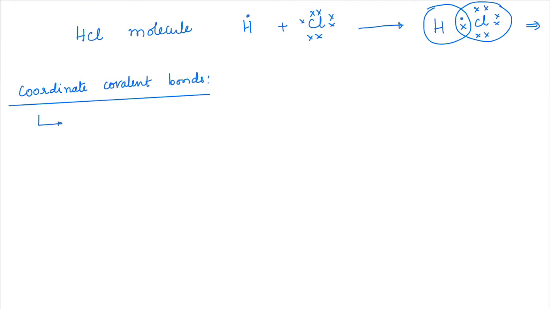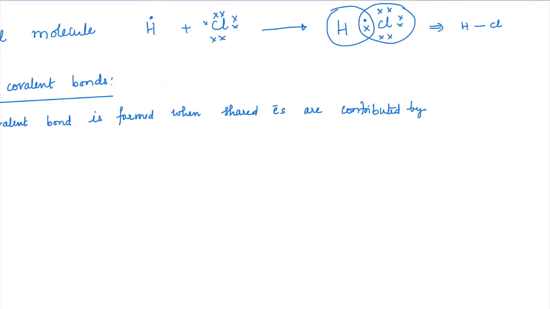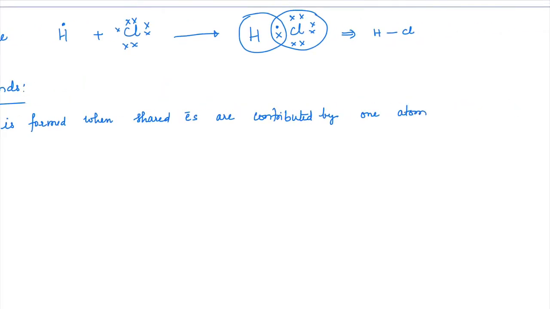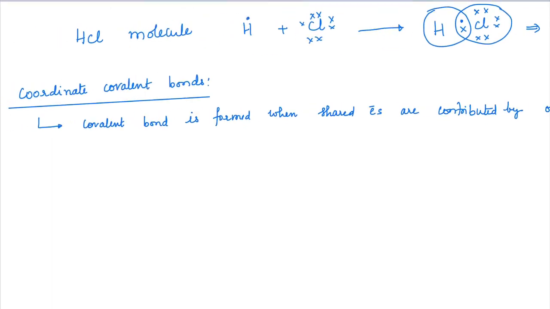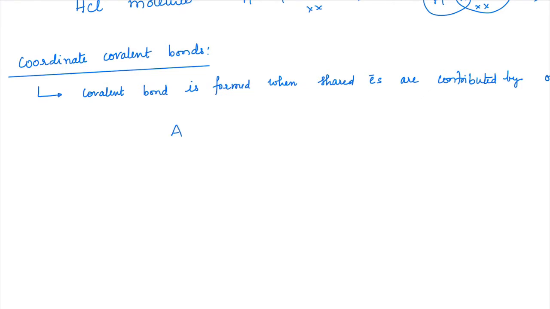Okay. In this, what is happening? It's a special type of covalent bond where a covalent bond is formed when shared electrons are contributed by one atom only. So instead of 2 atoms sharing, only 1 atom is sharing. In that case, this would usually happen. Suppose I have an element A which has 6 electrons and I have B which has 8 electrons.